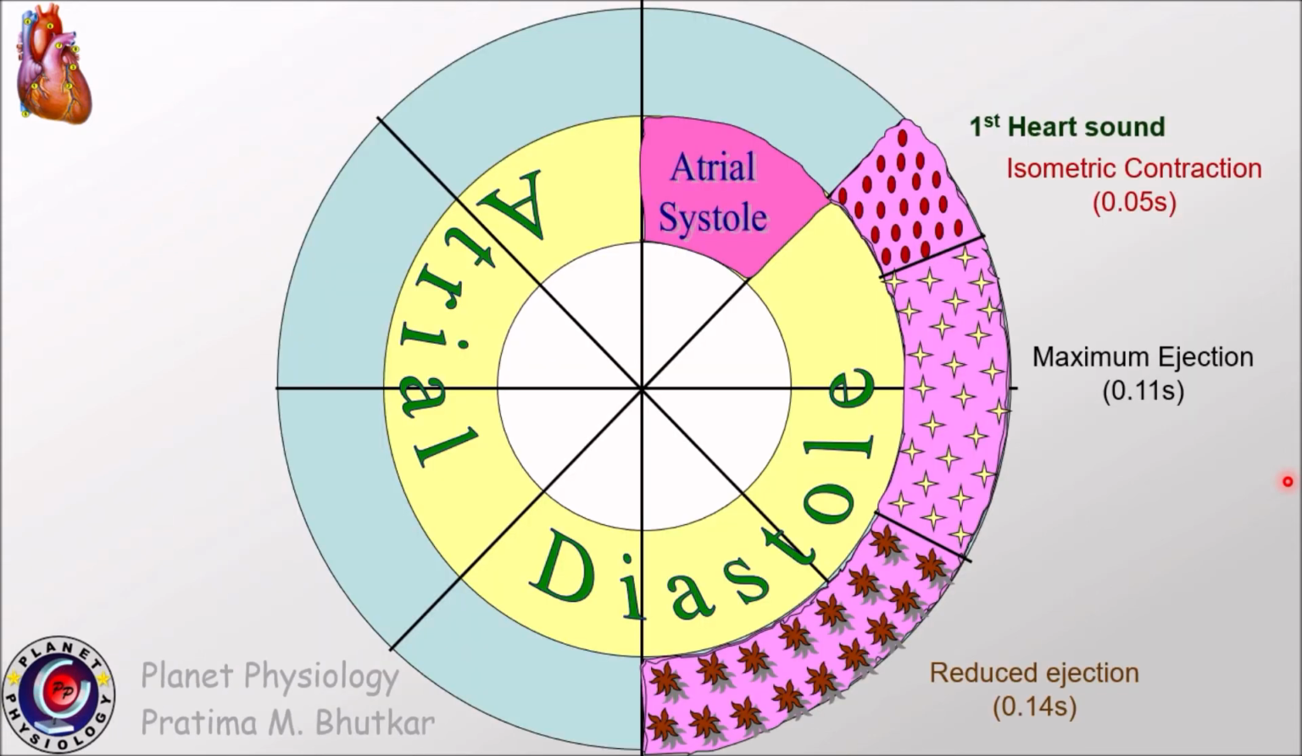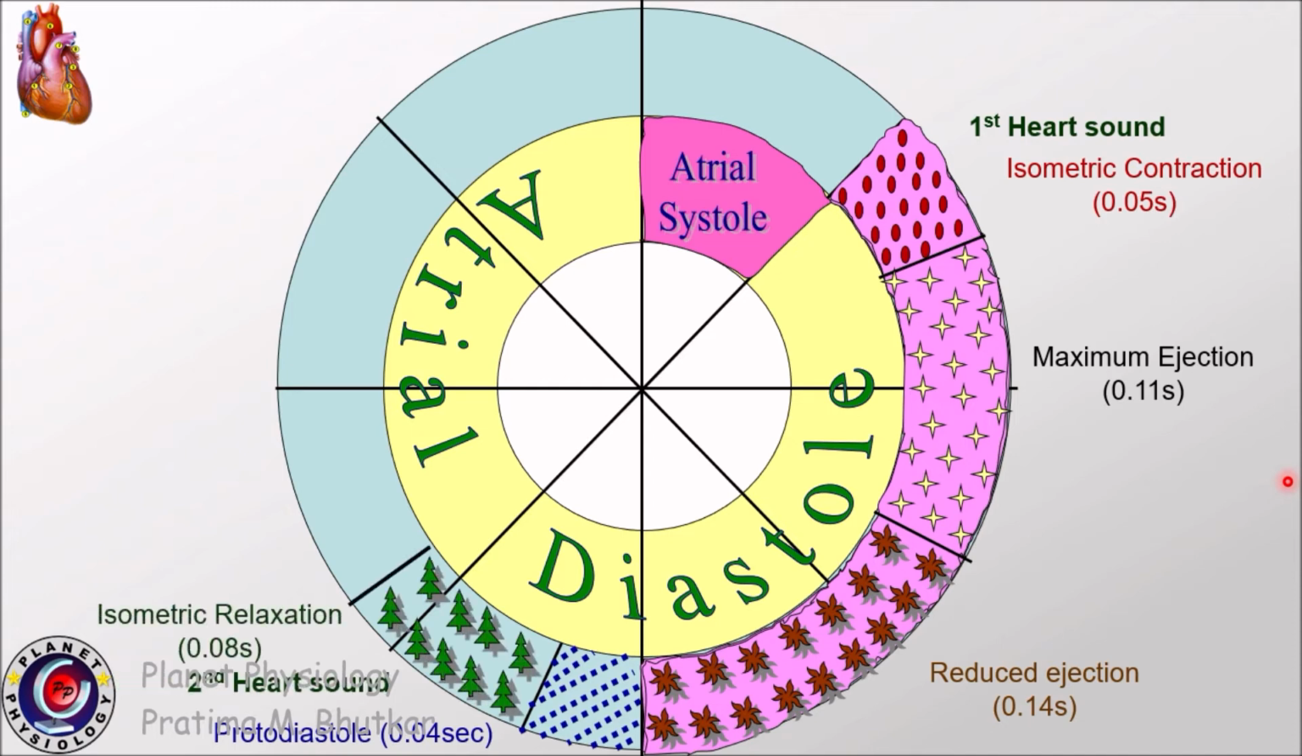So let us revise these ventricular diastole events. Ventricular diastole lasts for 0.5 seconds. It begins with protodiastole lasting for 0.04 seconds, and at the end of this protodiastole there is generation of the second heart sound, and now ventricles are relaxing as a closed chamber. This phase is called the isovolumetric relaxation phase, which lasts for 0.08 seconds. During this phase there is a decrease in the intraventricular pressure.